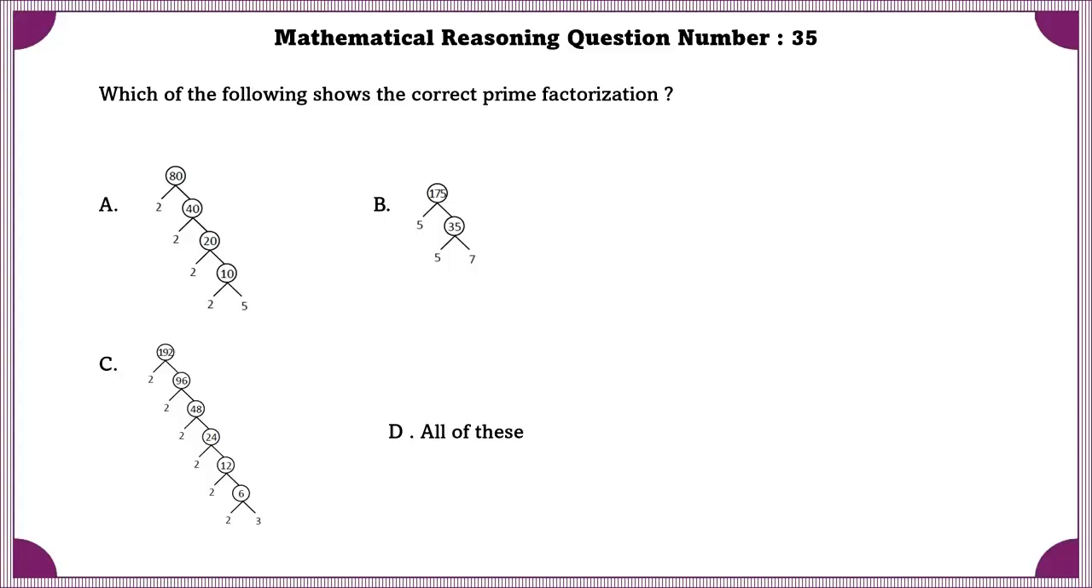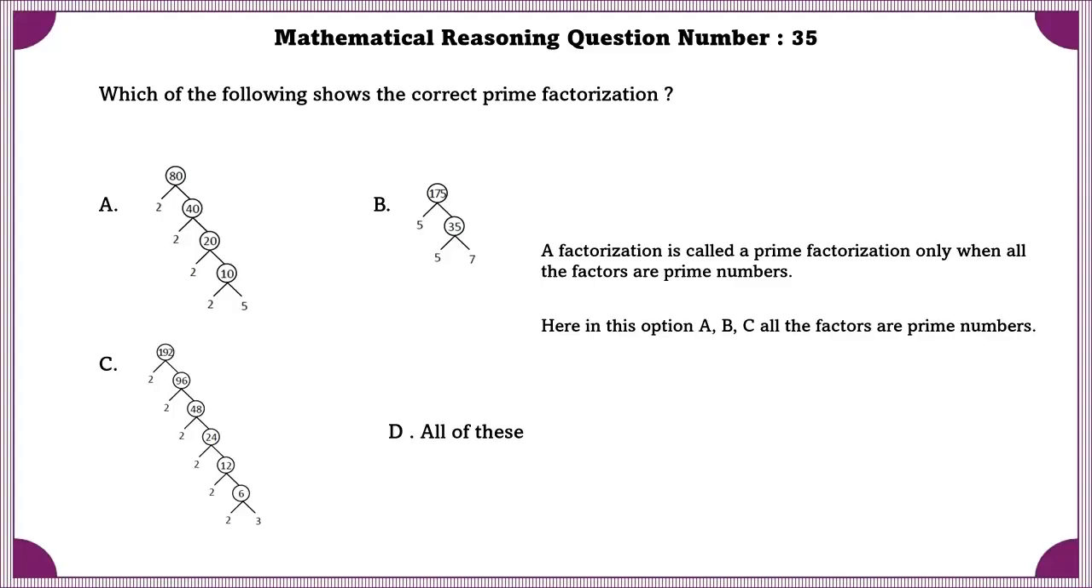Mathematical reasoning question number 35. Which of the following shows the correct prime factorization? A factorization is called a prime factorization only when all the factors are prime numbers. Here in option A, B, C, all the factors are prime numbers. So all of these are correct.